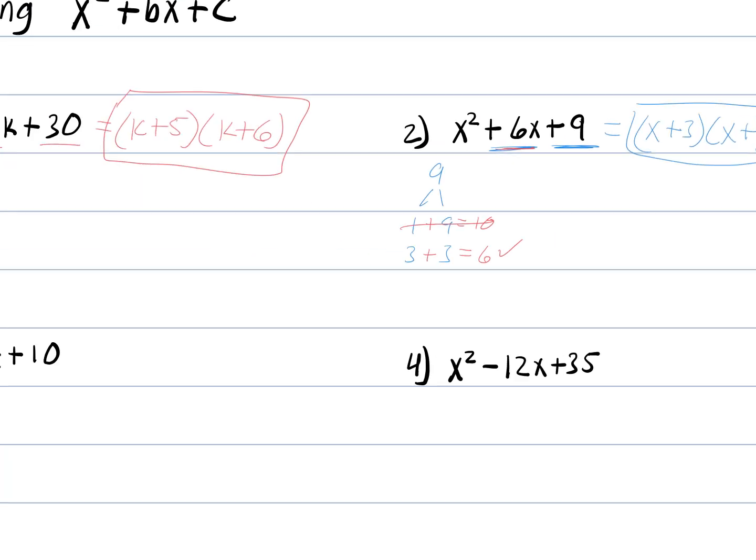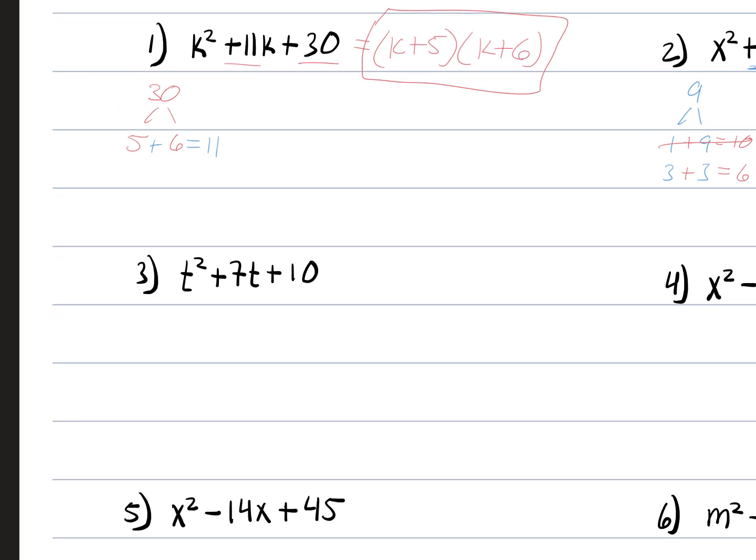Let's look at this one, t squared plus 7t plus 10. I'm looking for factors of 10 that add to 7. Factors of 10 are going to be 10 times 1 or 2 times 5. If I do 10 plus 1, that's going to get me 11, not what we're looking for. We want it to add to 7. If I do 2 plus 5, that's 7. That is what we're looking for, so my answer is going to be t plus 2 and t plus 5.